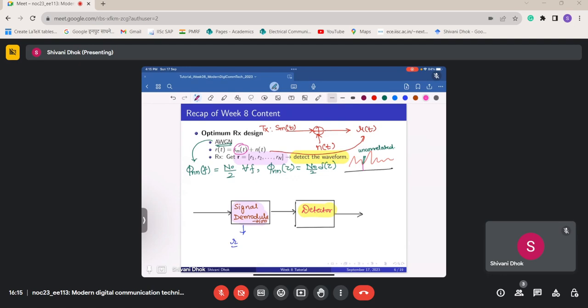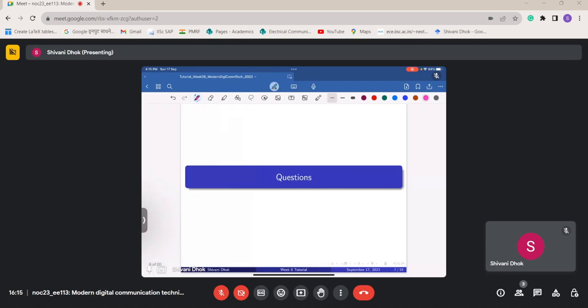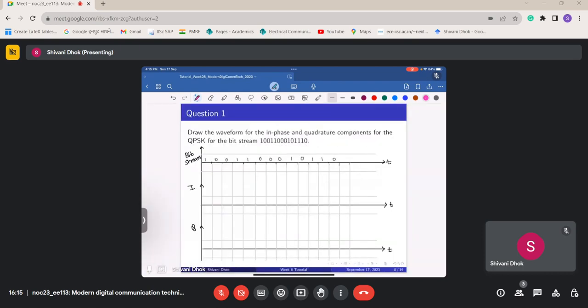Okay, if there are no questions, then let me start with the questions that I had planned to cover today. Yeah, so let us look at the very first question. What it says is, draw the waveform for in-phase and quadrature components for the QPSK bit stream. It is 1 0 1 0 and so on. So for this, let us consider that we are going for BPSK, where 1 is mapped to 1 and 0 to something like that.